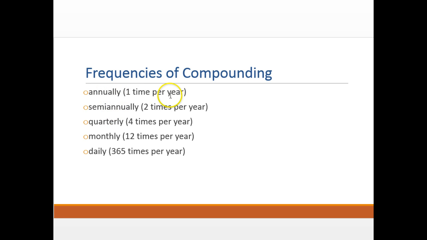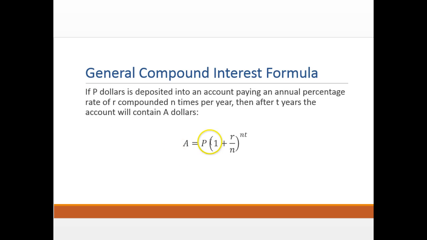We have annual, which is 1 time per year, semi-annual, which is 2 times per year, quarterly, 4 times per year, monthly, 12 times per year, and daily, 365 times per year. The general formula for compounding interest is A, the amount in the account, equals P, the principal, times 1 plus R, your rate written as a decimal, divided by N, which is the number of times per year you're compounding, to the NT power. N again is the number of times per year you're compounding, T is the number of years.